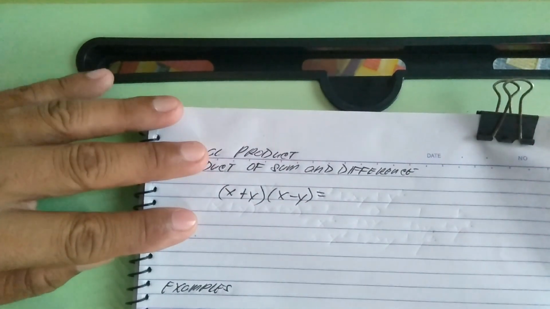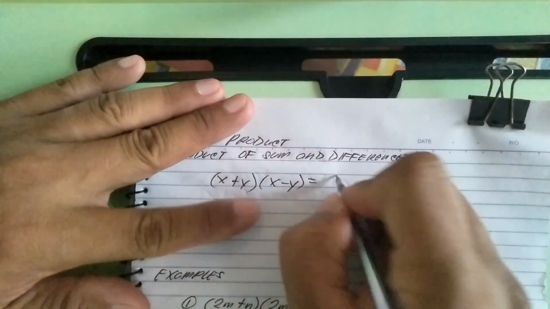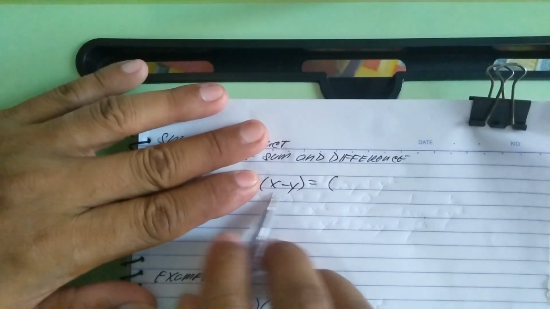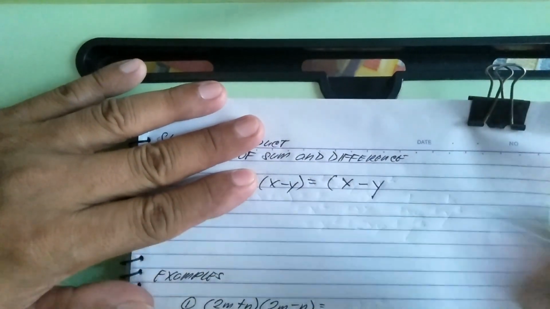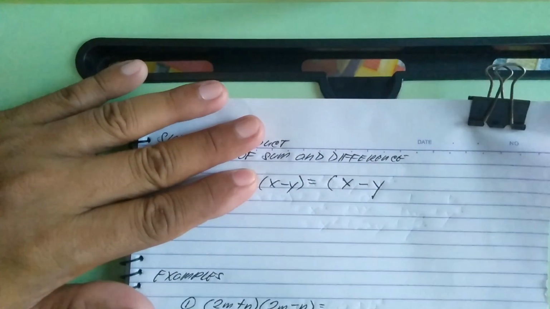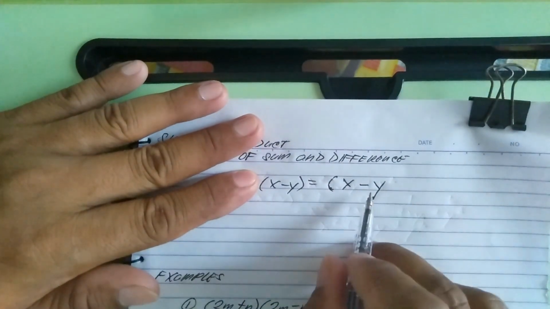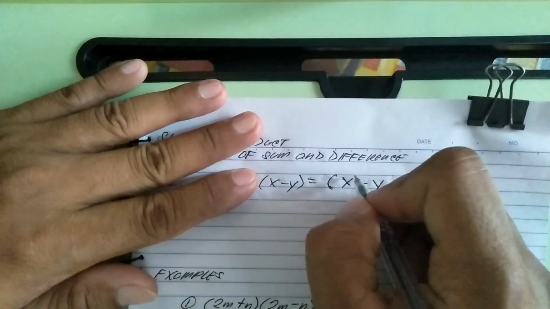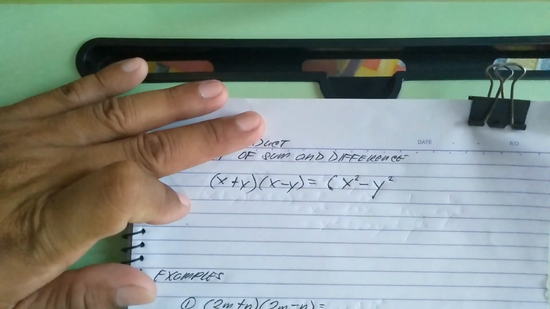Ang gagawin po natin dito is napakasimple lang. Kopyahin po natin yung negative. Okay? X minus y. Ayan, nakalagyan ko tuloy ng parenthesis. Tanggalin natin yung parenthesis, ha? Okay. X plus y ang kokopyahin natin. And then, square natin silang dalawa. At yan po ang ating kasagutan.